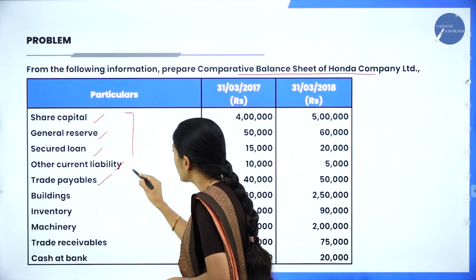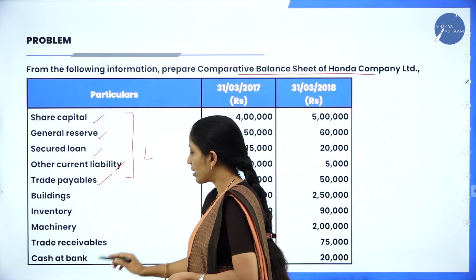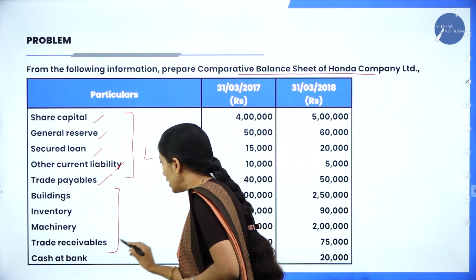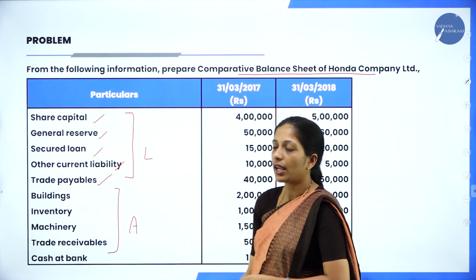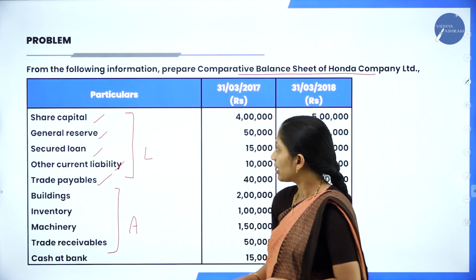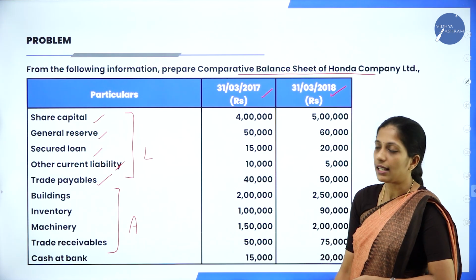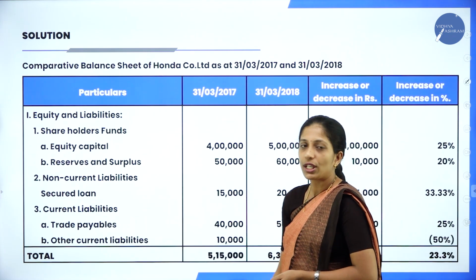So, these are all what? These are all liabilities. Buildings, inventory, machinery, trade receivable, cash at bank. These are all assets. Okay, but you have to show in the exact format of the balance sheet. They have given the amounts also for 2017 and 2018. So let's see the solution.